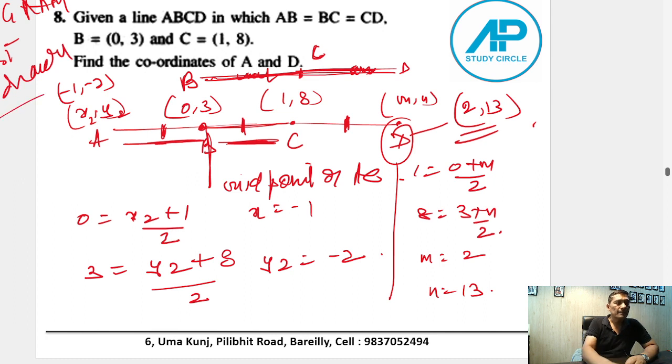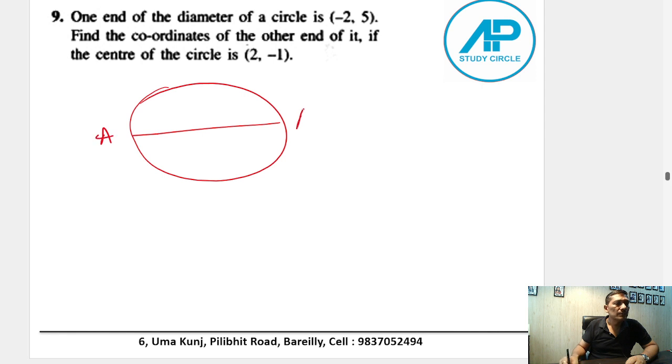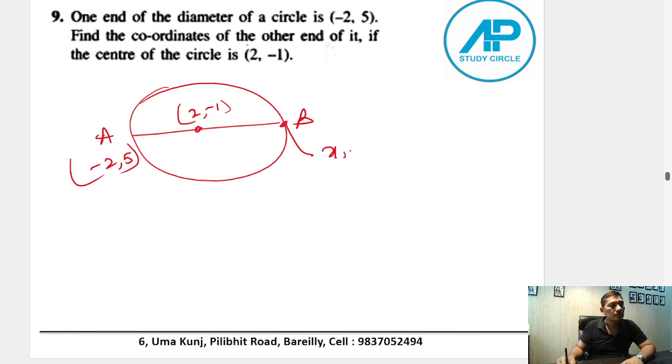जो डायग्राम बनाएगा उसकी गलतियां रिड्यूस हो जाएंगी। एक सर्कल बनाते हैं, एक्सक्यूज माई सर्कल, एंड पॉइंट्स लेते हैं। वन एंड पॉइंट इज, and the center of circle is, the other point is, I need to find the coordinates of other end of it. यही है वो other end.